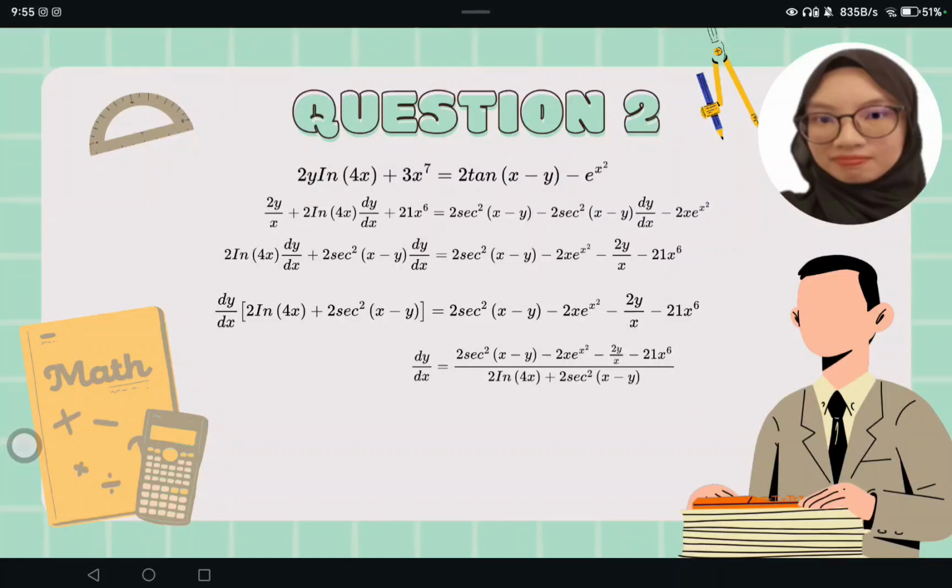And you have to pick the dy over dx and move it outside of the bracket, and you will get dy over dx in bracket 2 natural logarithm of x plus 2 secant squared (x minus y) equals 2 secant squared (x minus y) minus 2x exponential x squared minus 2y over x minus 21x to the power of 6. And you have to move 2 natural logarithm of x plus 2 secant squared (x minus y) to the right hand side, and your final answer will be dy over dx equals 2 secant squared (x minus y) minus 2x exponential to the power of x squared minus 2y over x minus 21x to the power of 6, over 2 natural logarithm of x plus 2 secant squared (x minus y).